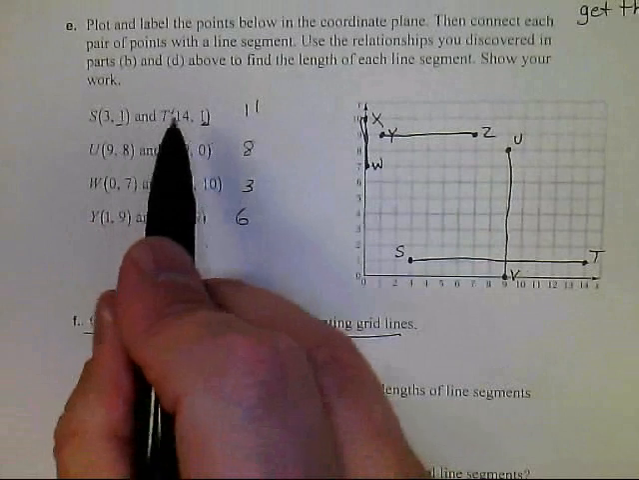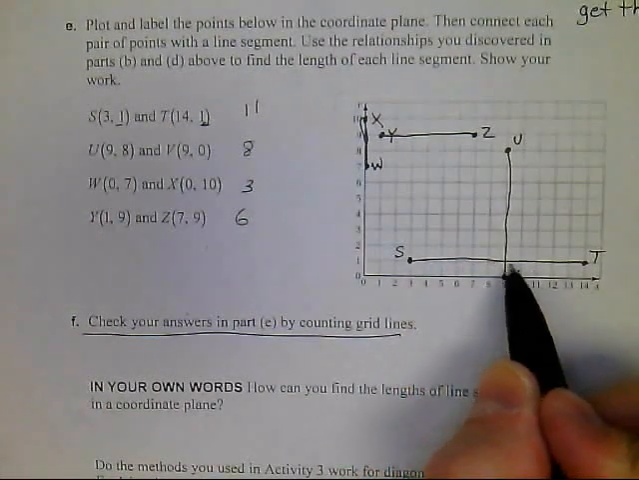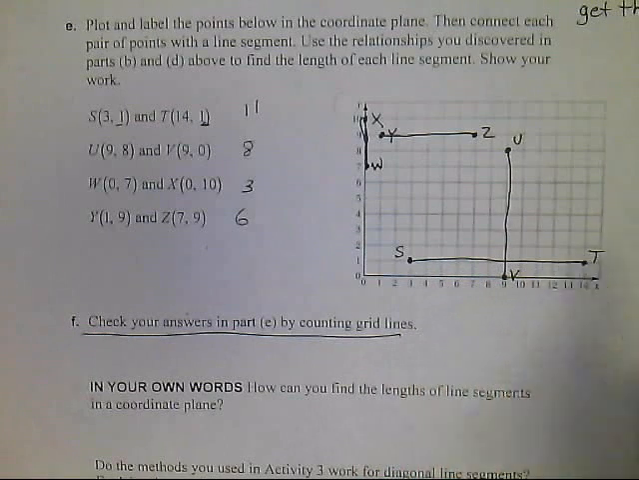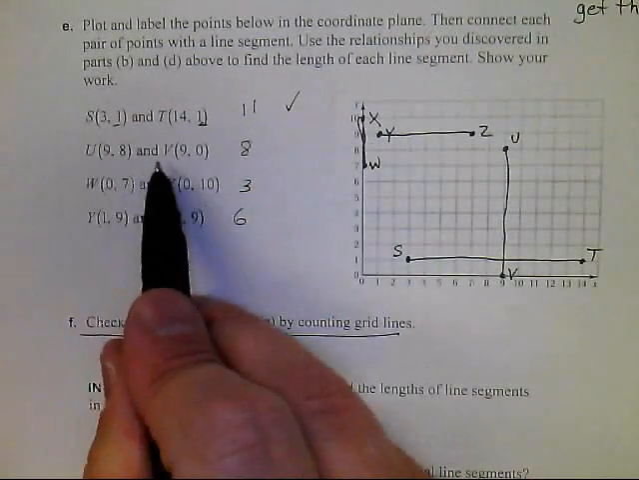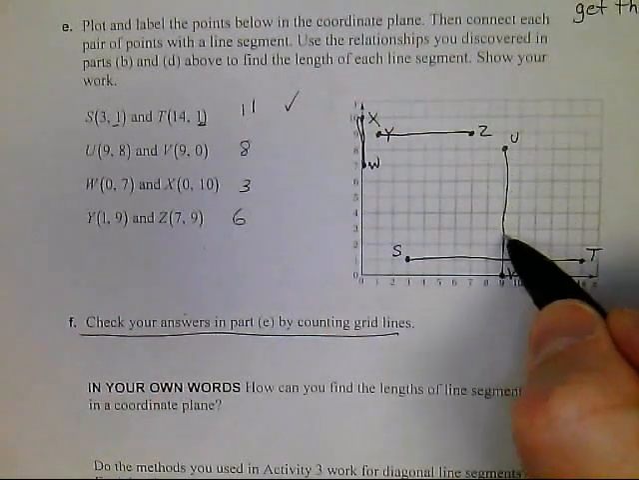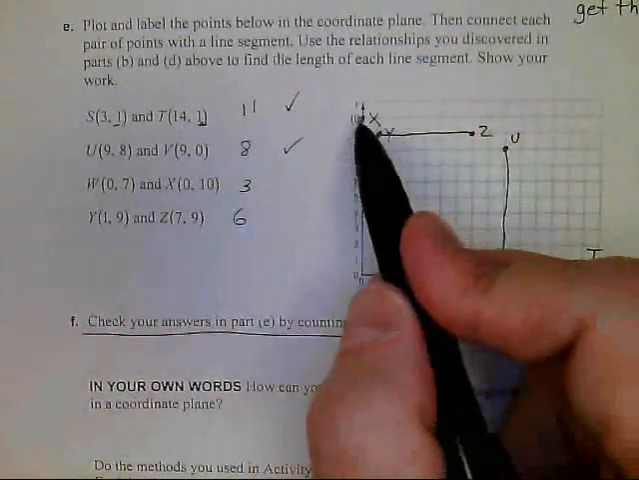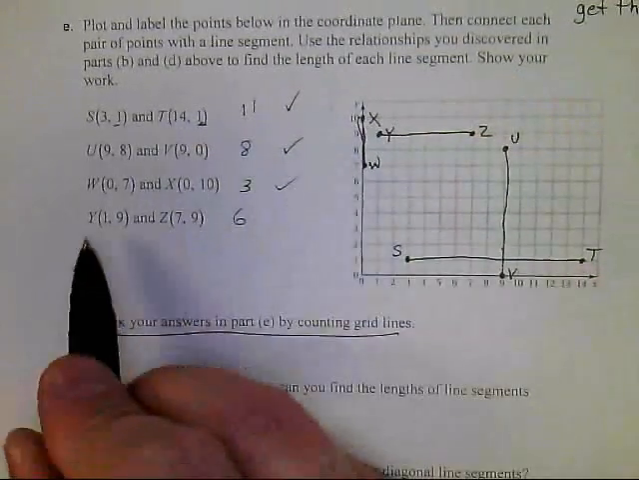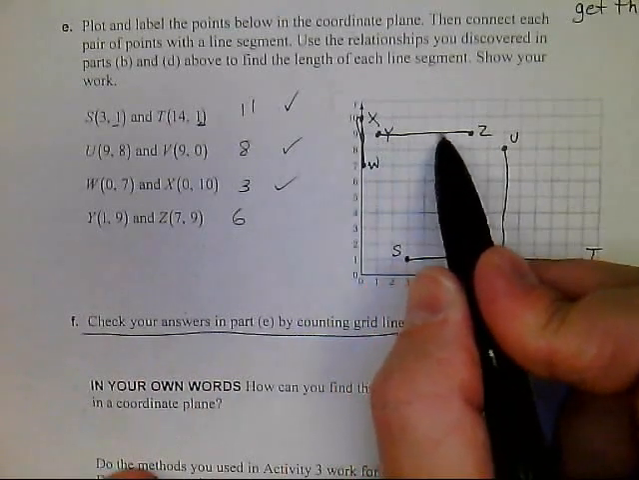So let's look at ST. We expect the answer to be 11. 1, 2, 3, 4, 5, 6, 7, 8, 9, 10, 11. That one worked. Let's take a look at this one. UV should be 8. Let's find UV. 1, 2, 3, 4, 5, 6, 7, 8. Yep, that one worked. WX should be 3. 1, 2, 3. Yep, that works. And YZ should be 6. Let's check it out. 1, 2, 3, 4, 5, 6. That works as well. So we're good on that.